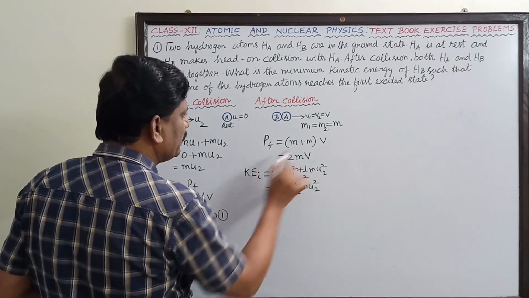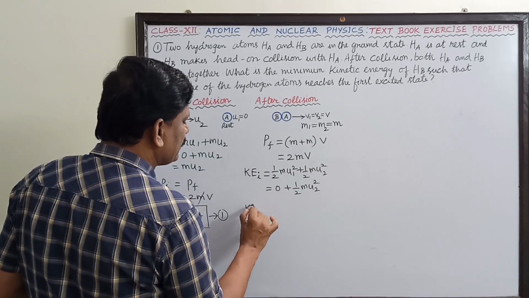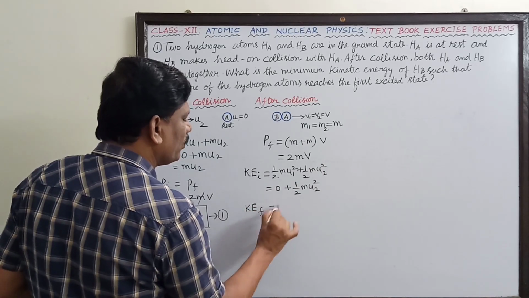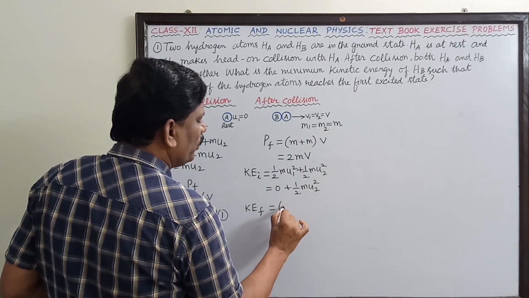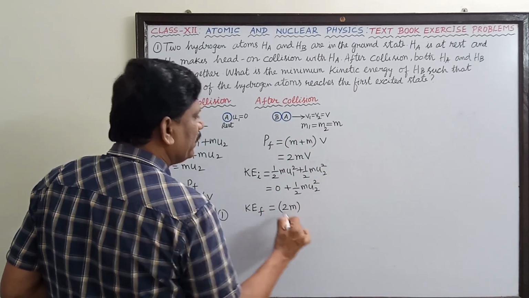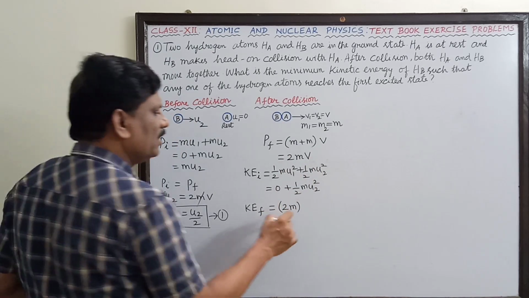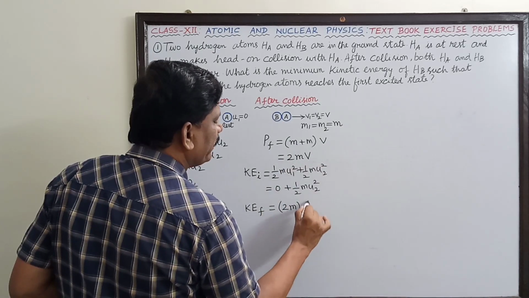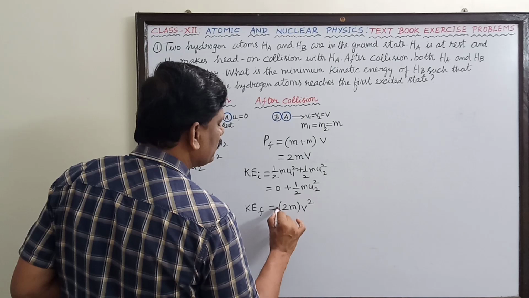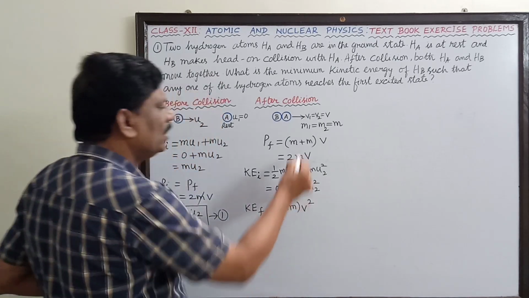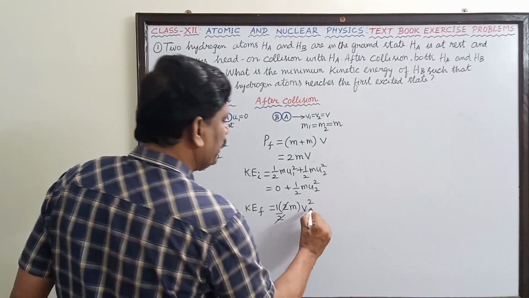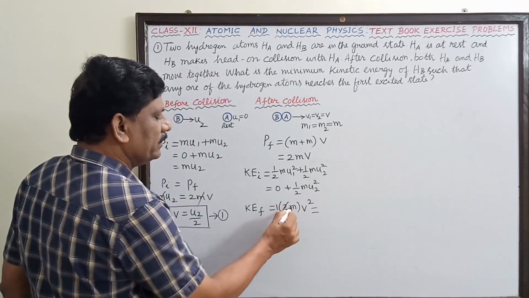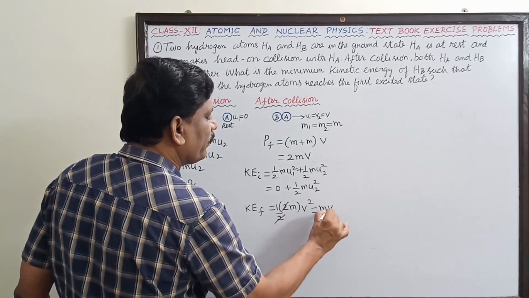Now the kinetic energy after collision. M1 plus M2 is 2M, into V square by 2. So this is half into the total mass into V square. This is now equal to M into V square.